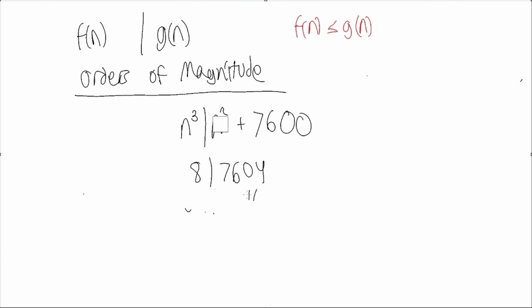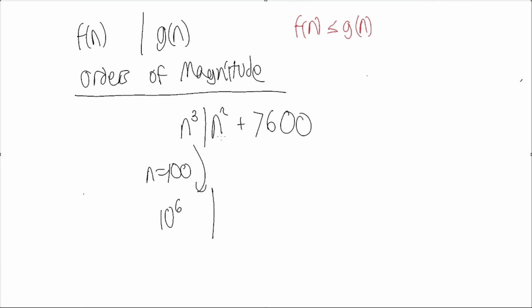But let's take a look at a larger value of n, for example, n equals 100. Then n cubed becomes 1 million, and n squared plus 7,600 becomes 10,000 plus 7,600, which is 17,600. Now, 1 million is way larger than 17,600, so we're going to run into an issue immediately where this cannot happen. So in general, we know that n cubed grows much, much faster than n squared plus 7,600. We just need to figure out how this works out in the end.